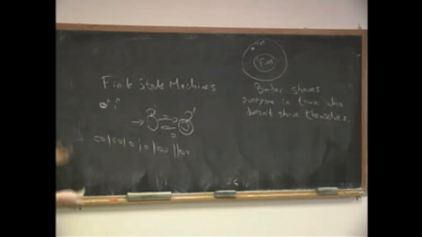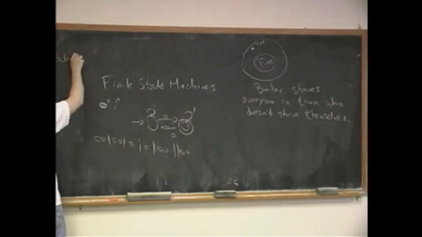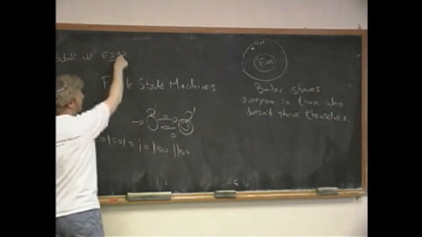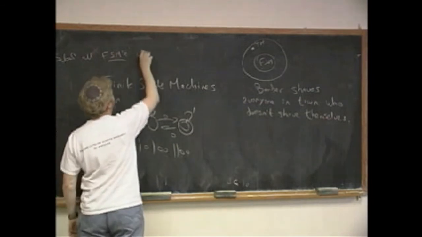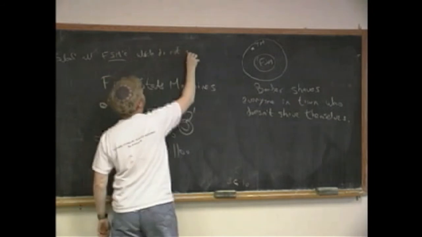So now I've described to you a language that there's no finite state machine for, and I'll write it down. Here's the language: the set of all finite state machines represented by some binary string which do not accept themselves.